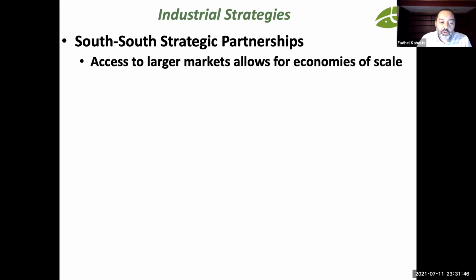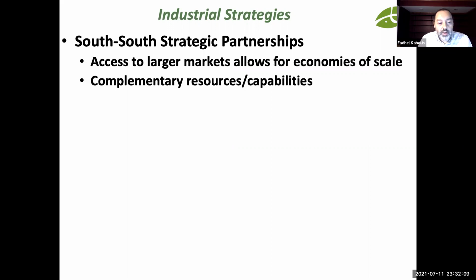South-South strategic partnerships are extremely important for small developing countries in particular, because you can't really have economies of scale in any system of industrialization when you have a market of 10 million consumers or 5 million consumers. But when you have a large trading bloc, you have access to 200 million consumers, now economies of scale can kick in. So that's point number one.